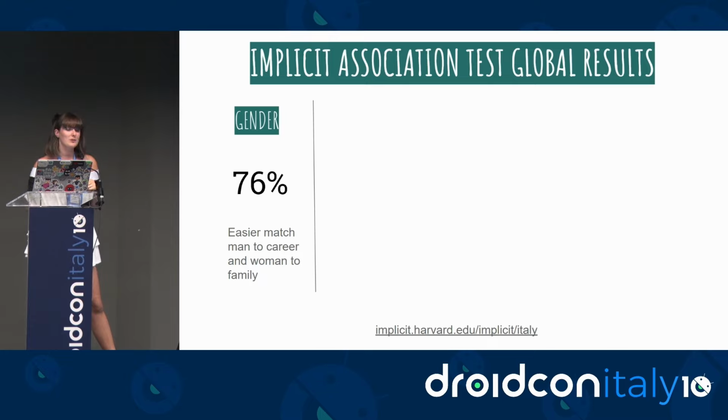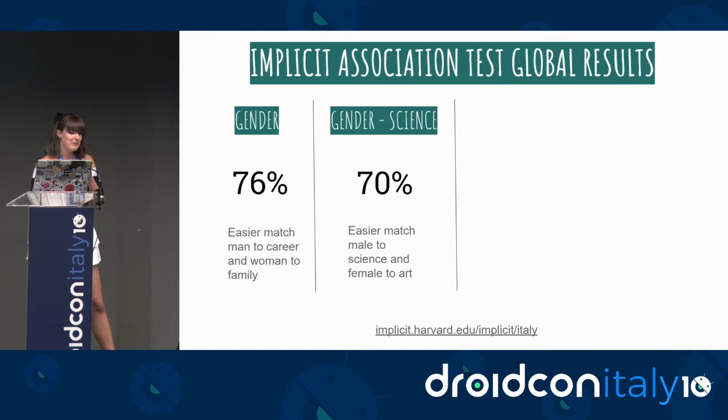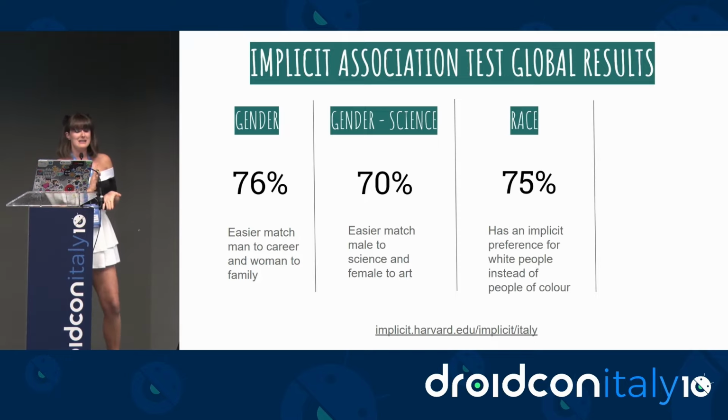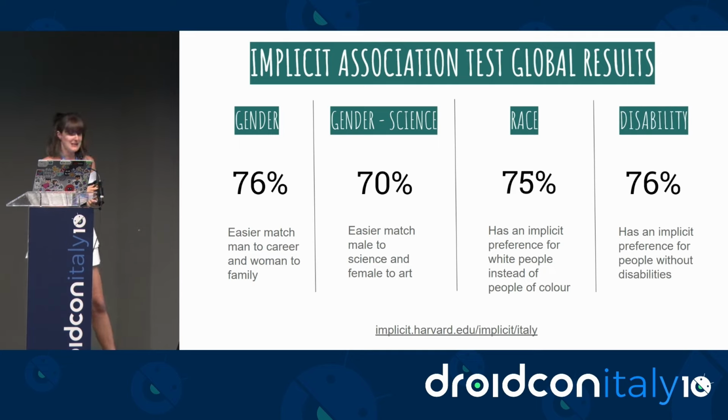So what was the result of this implicit association test, of course, for Europe? 76% of people have a gender bias, so they easily match men to career and women to family. 70% easily match male to science and women to art. 75% of people have a race bias, with an implicit preference for white people. And 76% have an implicit preference for people without disabilities.